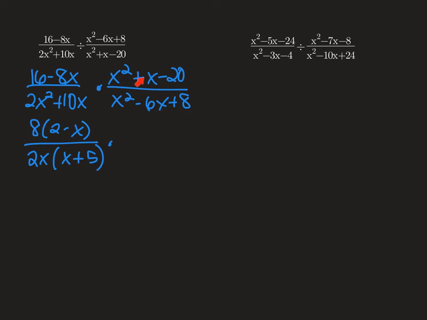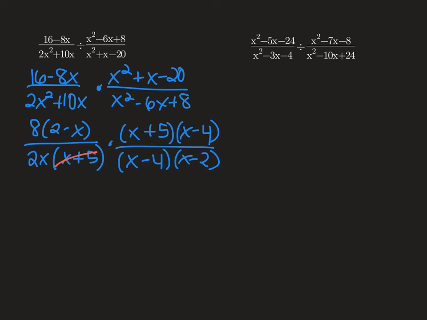In the numerator here, I have a trinomial where a is 1, so I get x plus 5 times x minus 4. And in my last denominator, I have another trinomial where a is 1, so I get x minus 4, x minus 2. Okay, here we go. Let's cancel out what we know.